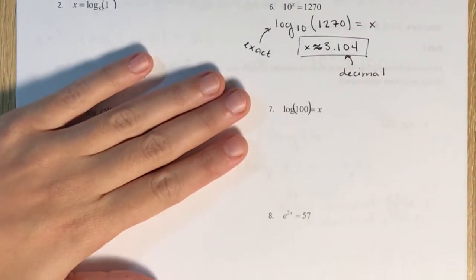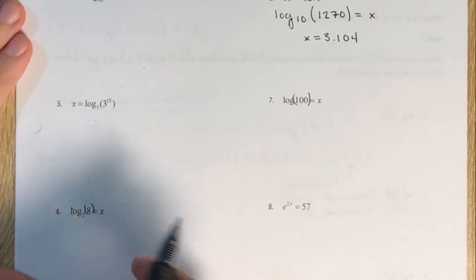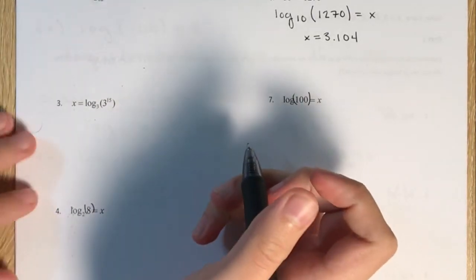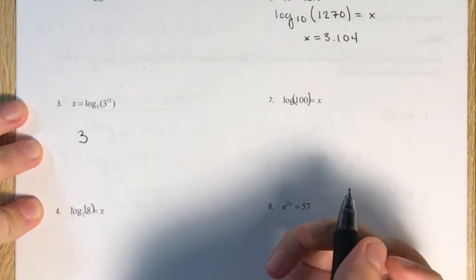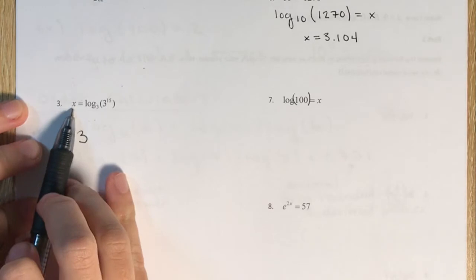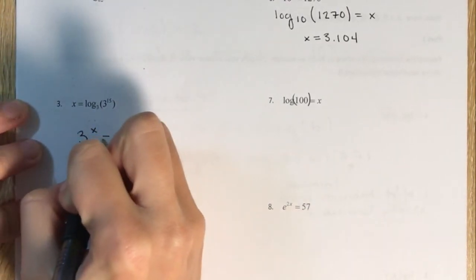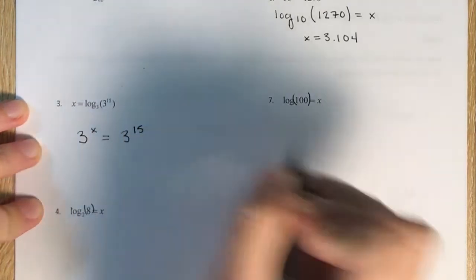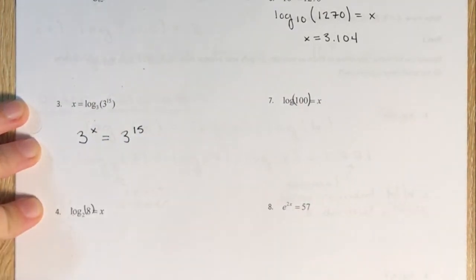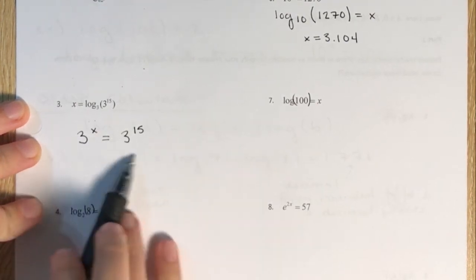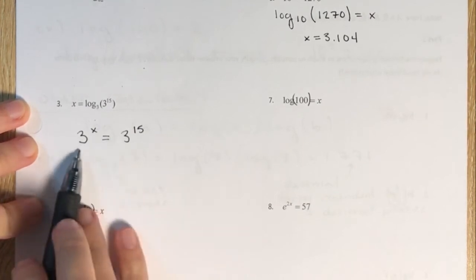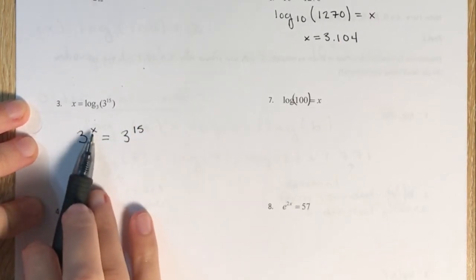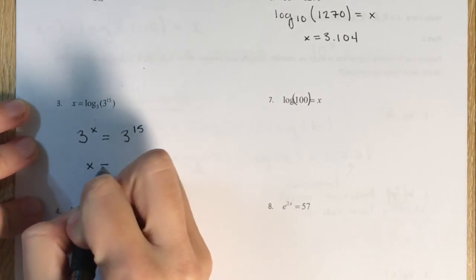Okay, let's look at number 3. Let's say we've got x equals log base 3 of 3 to the 15. So we've got log form. That means we want to convert to exponential form. We have a base of 3. Our old output, what it was equal to, was x, so that's our new input. And our old input will become our new output. So I have 3 to the x equals 3 to the 15. This is something called like bases. If we have like bases in this situation, 3 to the something equals 3 to the 15 means that this something has to be 15. So x is 15 here.